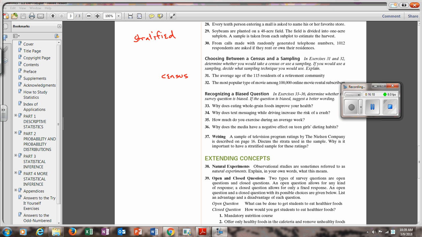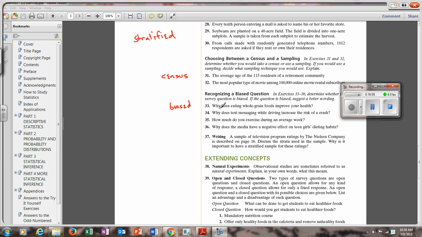Number 33. This is recognizing a biased question. Why does eating whole grain foods improve your health? The reason this is a biased question is it's automatically assuming that whole grain foods improve your health. So this would be biased. Then it says suggest better wording. Your better wording could be: if whole grain foods improve your health, what is the reasoning?